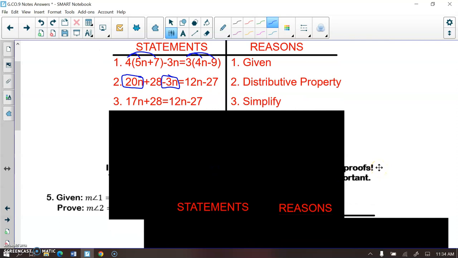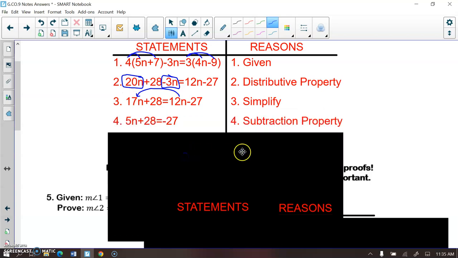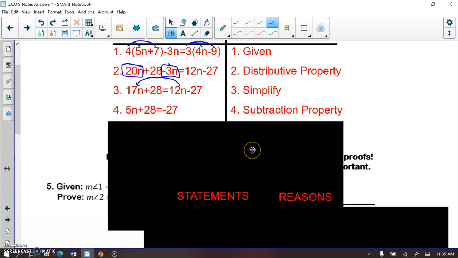Now, there are different ways that you can go about this. What I'm going to do is subtract the 12n over to the 17n, and I get 5n plus 28 is equal to negative 27. You could have subtracted the 28 over using the subtraction property first. So steps 4 and 5 could be out of order. It does not matter. But this is the way that I'm doing it.